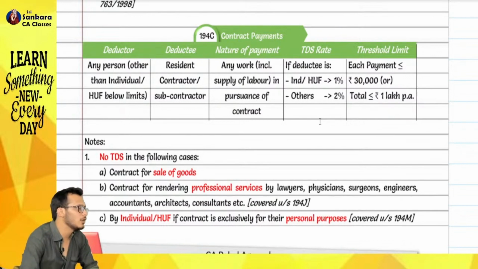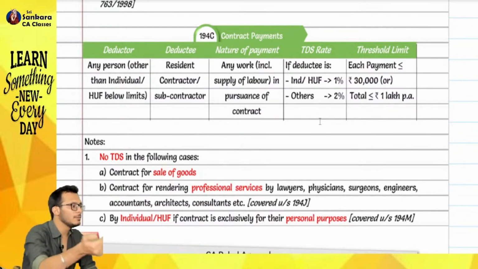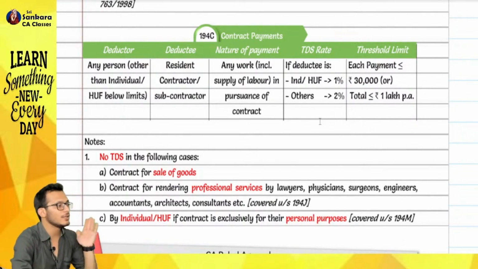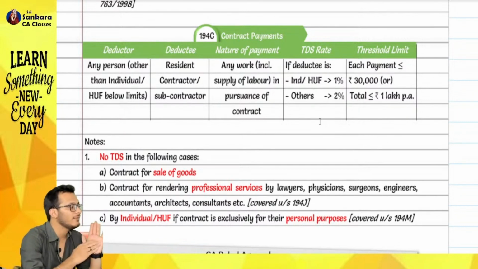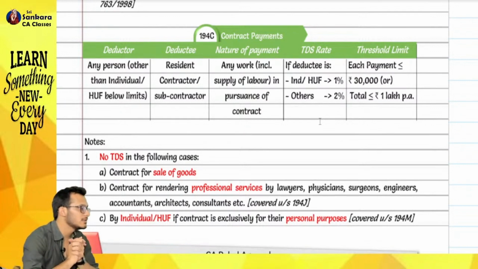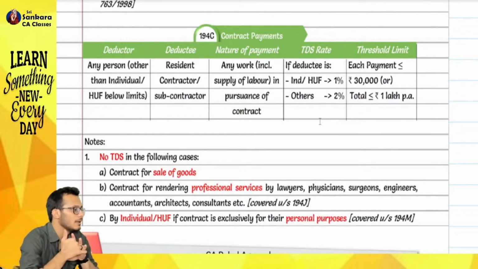Here is where they come and say, boss, if you are a transport operator, who are you? If you are going to make a payment to a transport operator, check with the transport operator if he has less than 10 vehicles. If he has less than 10 vehicles and gives you a declaration saying, I am having less than 10 vehicles, here is my PAN number, TDS will not apply.